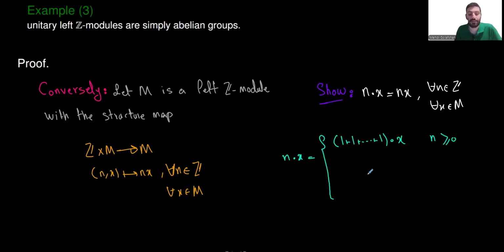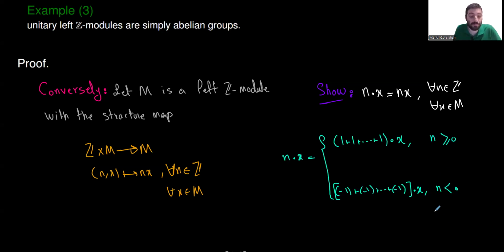And this is minus 1. Actually, it is n times minus 1 plus minus 1 plus ... plus minus 1, times x, if n is less than 0. So far, so good.